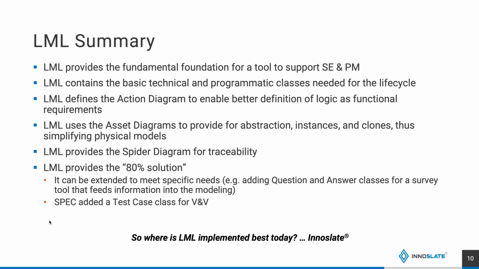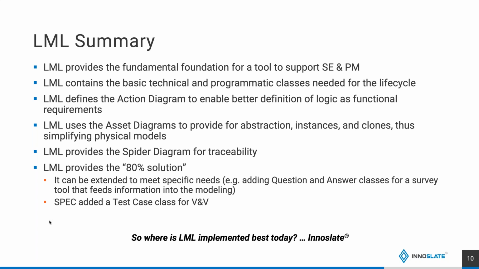In the asset diagram, there's all kinds of ideas about cloning and things like that, so you don't have to duplicate information. So again, there's a lot of reuse as you get through these as well. But again, I gotta say, it's an 80% solution. We think you're always going to want to be adding other classes or subclasses of information. One of the things we did for V&V, and we're hoping to add this in a spec update very soon, is the test case idea, this idea of capturing your test cases so you can do your verification and validation.